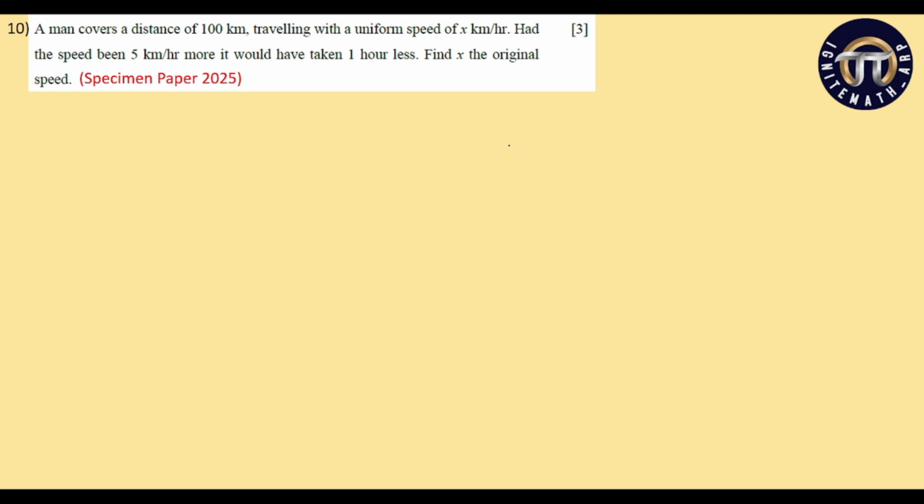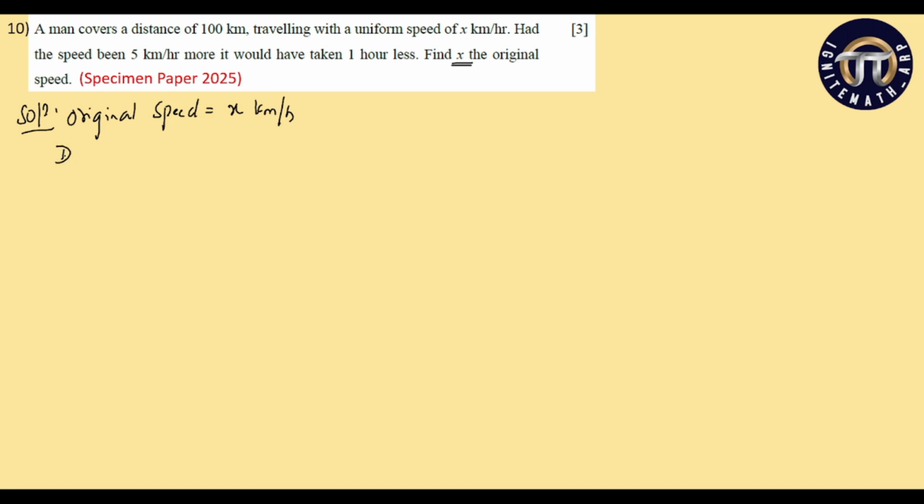Question number 10. A man covers a distance of 100 km traveling with a uniform speed of x km per hour. Had the speed been 5 km per hour more, it would have taken 1 hour less. Find x, the original speed of the man. You are asked to find out the original speed. So here they have given that x is the original speed. So I can just write down: original speed of the man, with which the person is going, is x kilometer per hour.